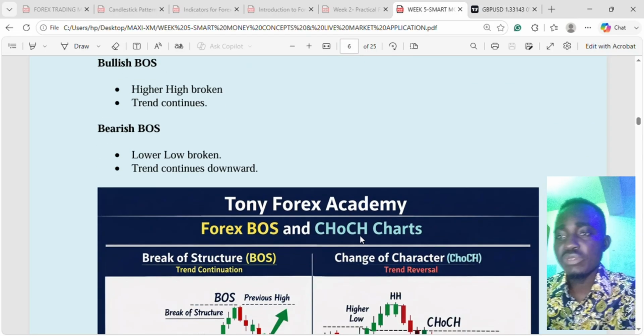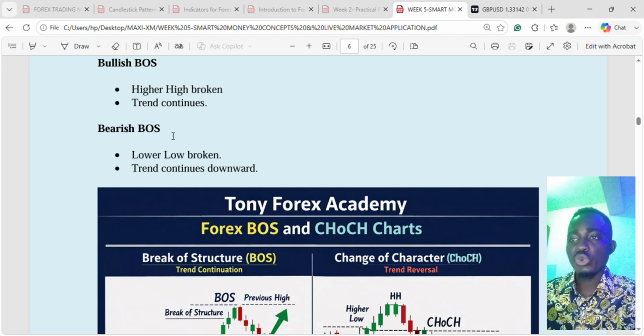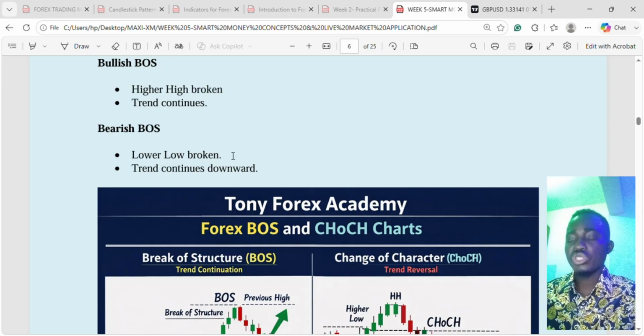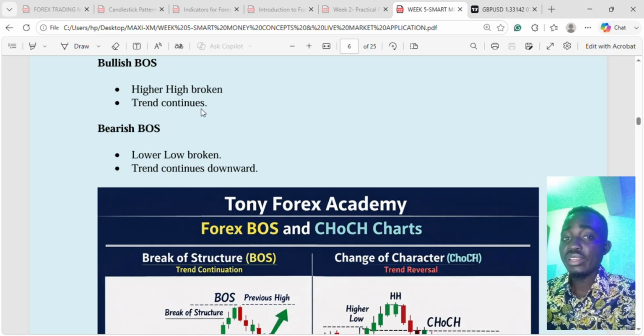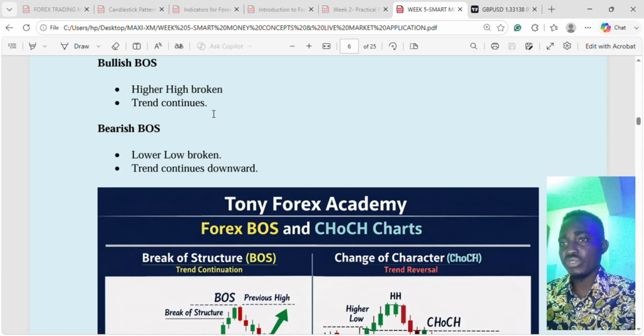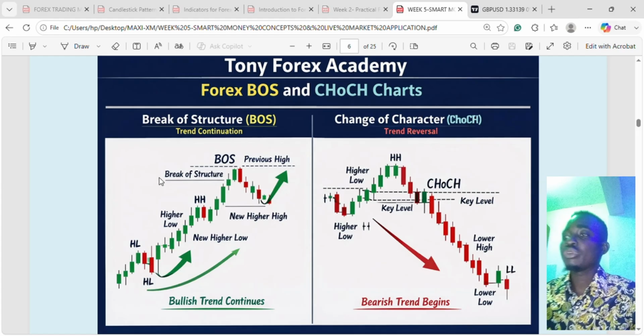Okay, so you see that on a bearish break of structure, this occurs when the lower low is broken, and it signals that the trend is continuing. Which trend? The bearish trend is continuing. And on the bullish trend, it occurs on the swing highs. When they are broken, it signals a trend continuation in that direction. And you're able to see this type of structure here. We have break of structure.